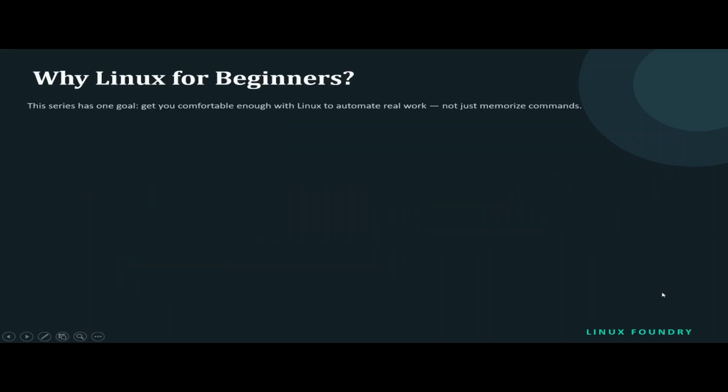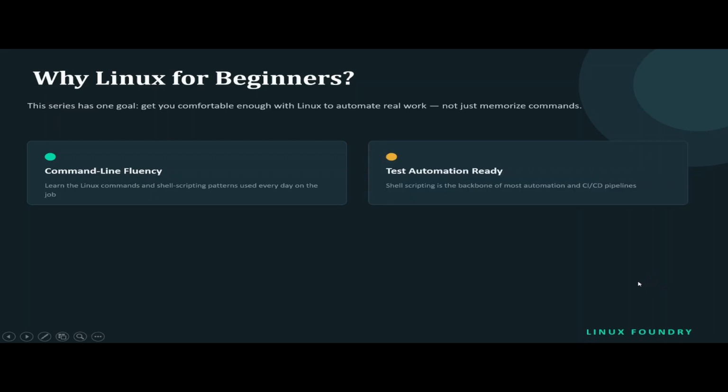So first up, why are we even doing this series? Why learn Linux at all? The first reason is command line fluency. You're going to learn the actual Linux commands and shell scripting patterns that people use every single day on the job. Second, this sets you up for test automation. Shell scripting is the backbone of most automation and CI/CD pipelines, so this knowledge transfers directly.